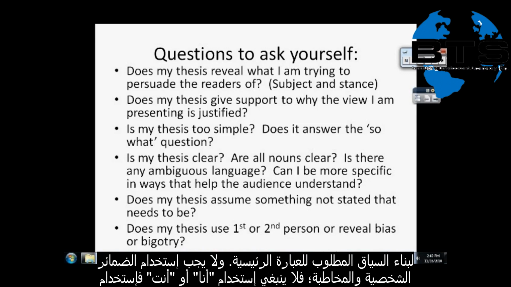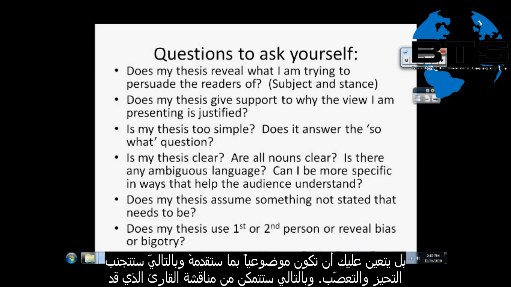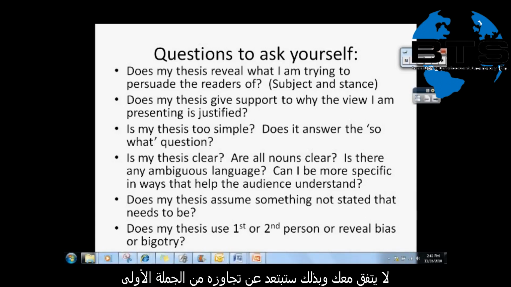Also, you don't want to use first or second person. You don't want to say I, you don't want to say you. Put it into objective third person, and it's a lot easier to avoid bias or bigotry. Last thing, make sure you didn't use any words that reveal too much emotional attachment to what you're doing. You need to be able to be objective in a sense that you avoid bias or bigotry so that you can argue with people that probably wouldn't agree with you and not turn them off from the first sentence.